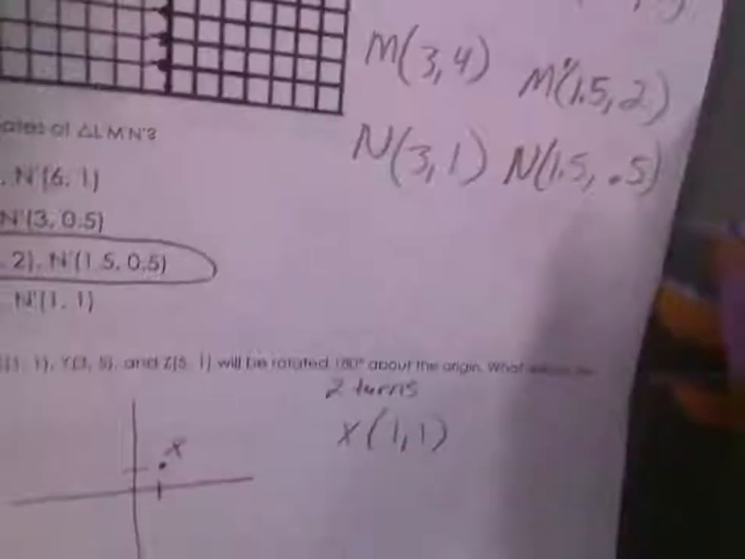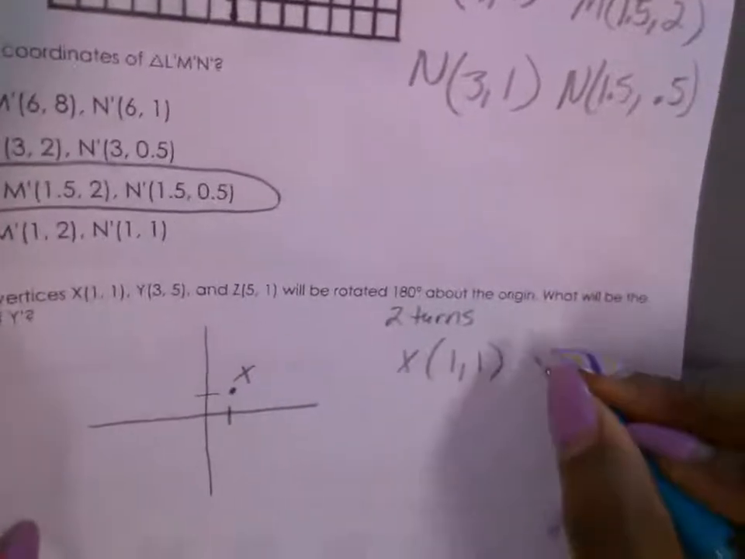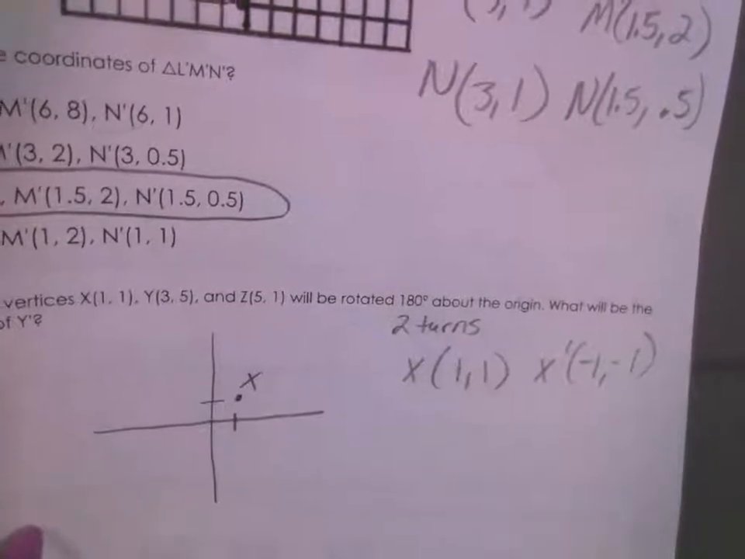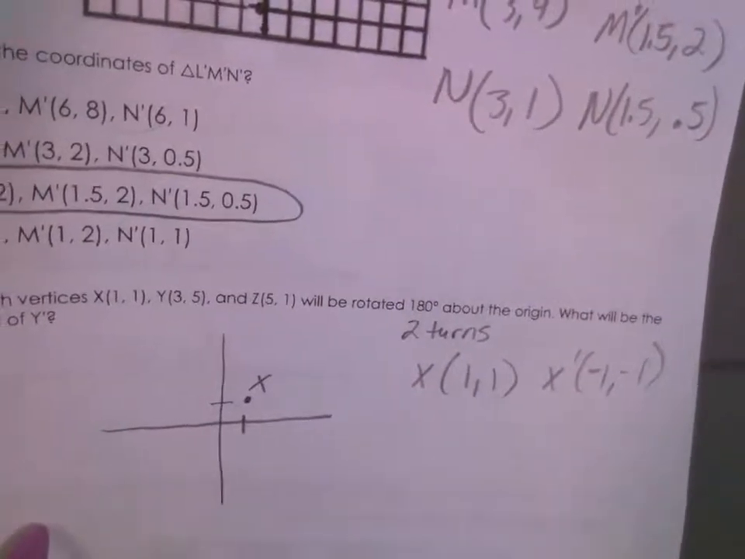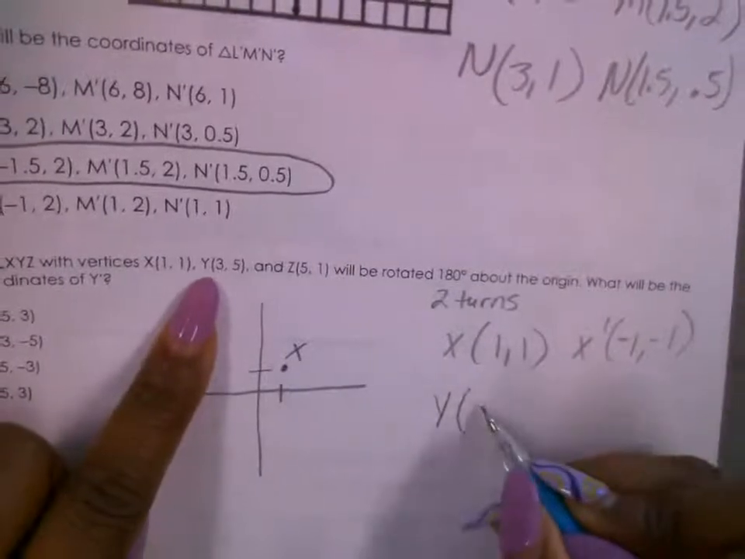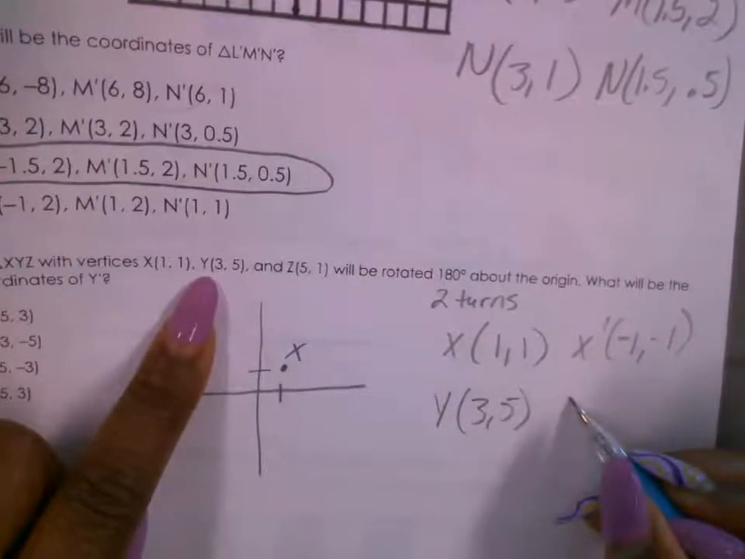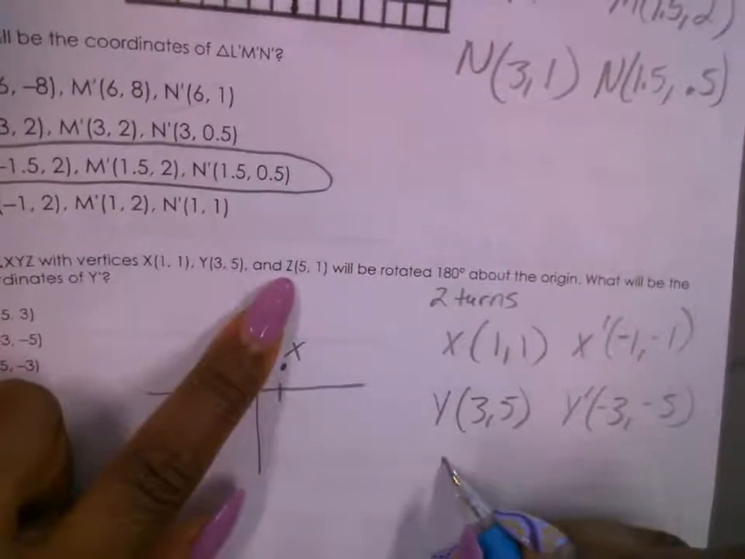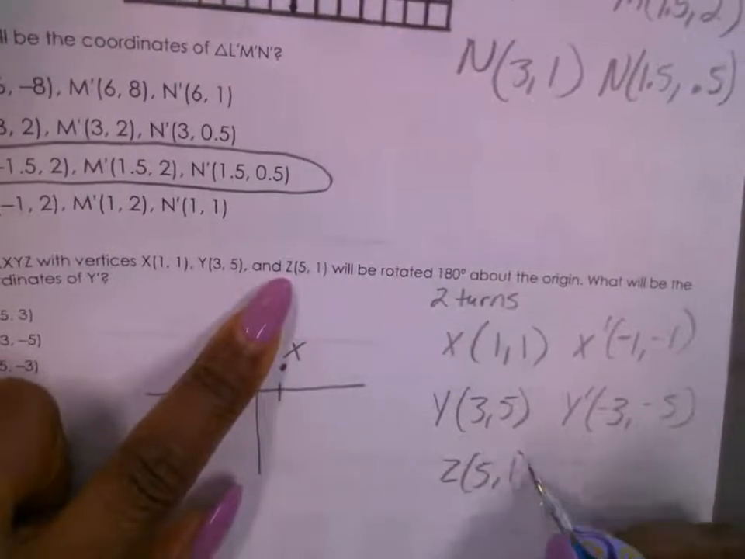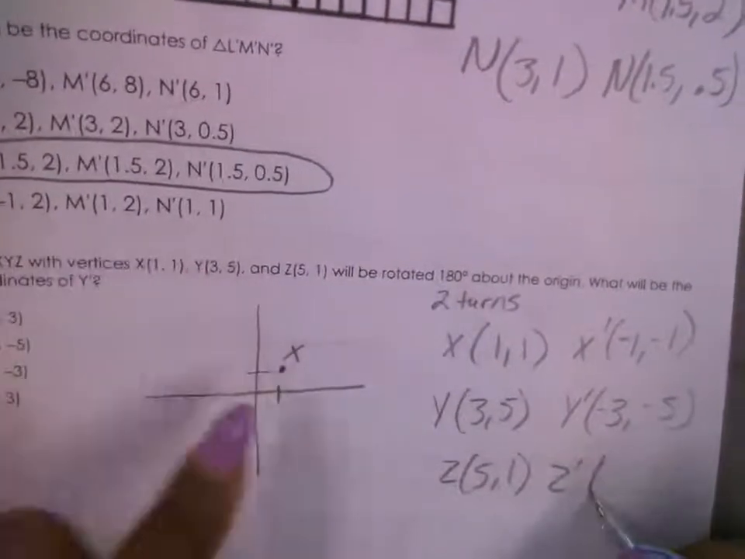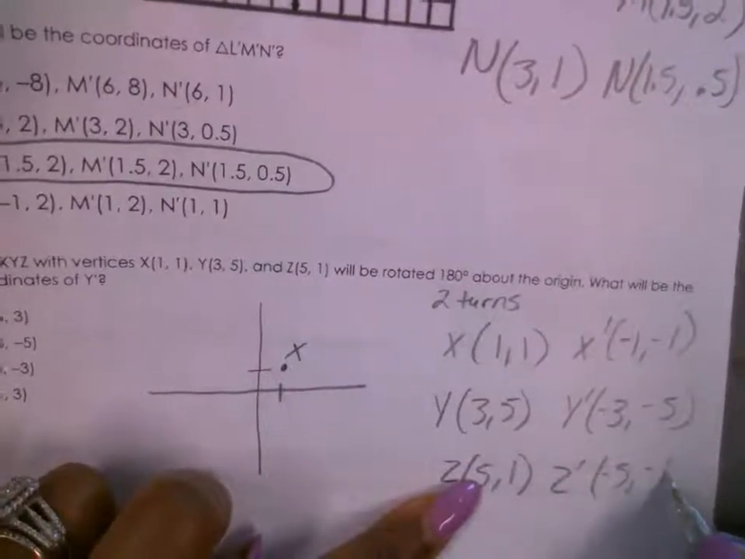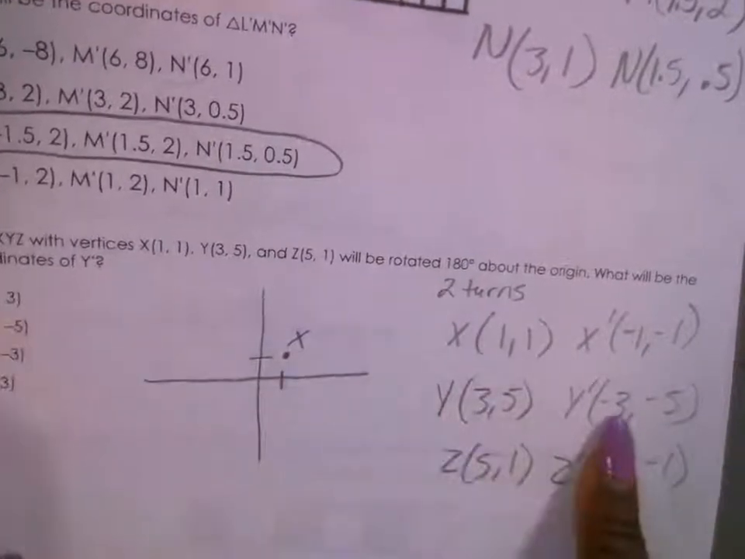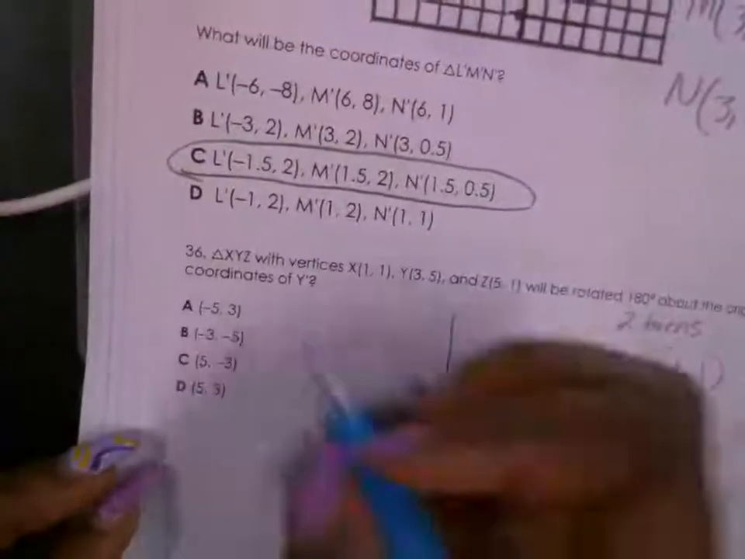Look at what happened. Both of these changed. The signs changed on both. So X prime is going to be negative 1 and negative 1. That's where it ended up being. So what do you think it's going to be for Y? If Y is positive 3 and positive 5, then your new Y is going to be negative 3 and negative 5. If Z is positive 5 and positive 1, your new location for Z is going to be negative 5 and negative 1. So the one that we're looking for will be the coordinates of Y. Negative 3 and negative 5.